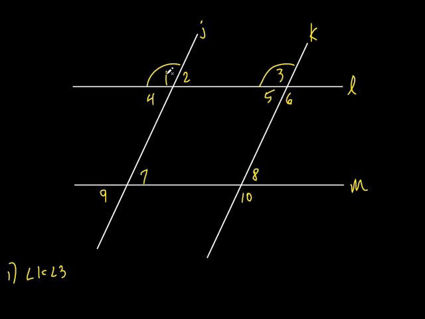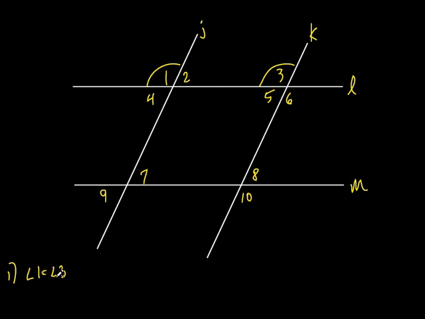Now, is there a relationship between 1 and 3? Here's my two lines, here's my transversal. What's the relationship between 1 and 3? They're corresponding, right? So, what did we just learn? If the corresponding angles are equal to each other, what must be true about these two lines then? They have to be parallel, okay?